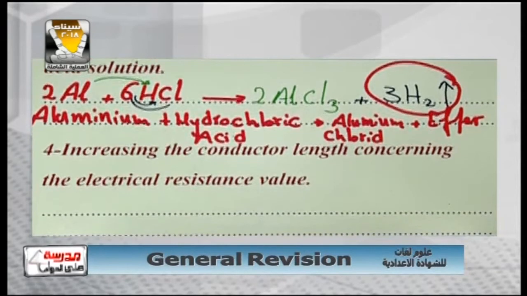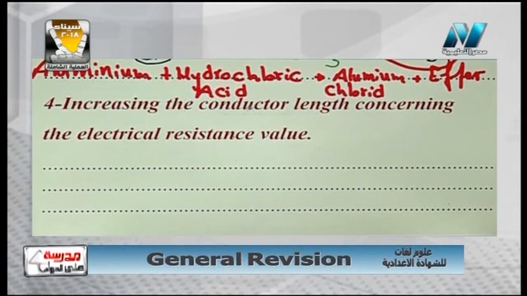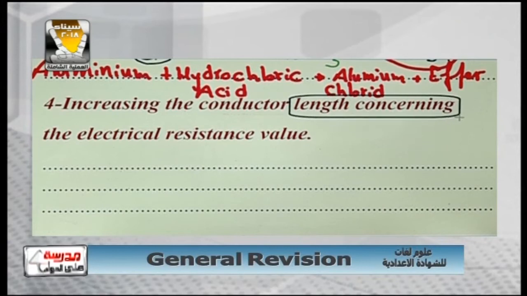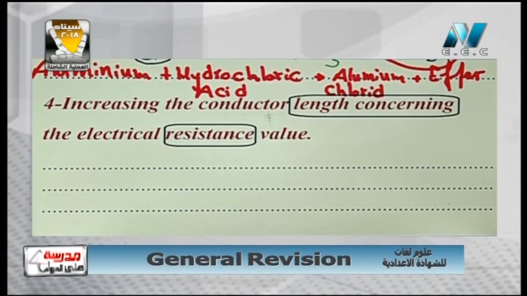Question number 4. What happens when increasing the conductor length concerning the electrical resistance value? So we talk about the increasing, إن أنا بزود the length of conductor, بزود طول السلك, length of conductor concerning the electrical resistance value. لو أنا زودت the length of conductor or the length of the electric wire, لو زودت طول السلك, what happens to the electric resistance?